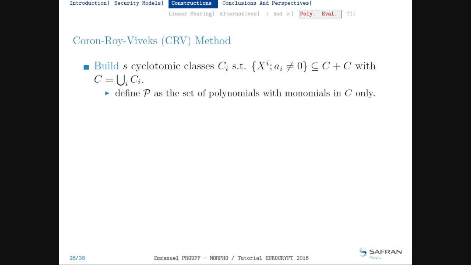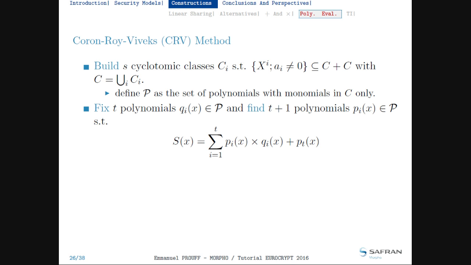Okay, the last method I wanted to present you is due to Coron, Roy, and Vivek. It starts from cyclotomic classes, and it starts by building a union of cyclotomic classes, so that all the powers in the polynomial representations we want to split belong to C plus C, where C is a union of the cyclotomic classes. Then it gives me a set of polynomials P with powers only in the union of cyclotomic classes. So this is not all the possible polynomials, only a subfamily with monomials only in C.